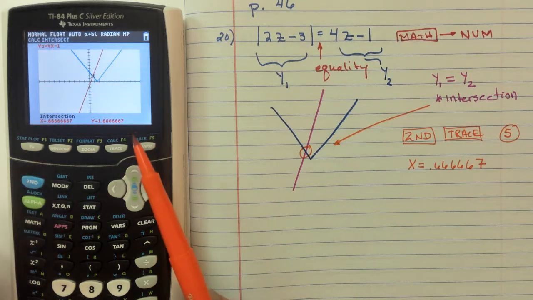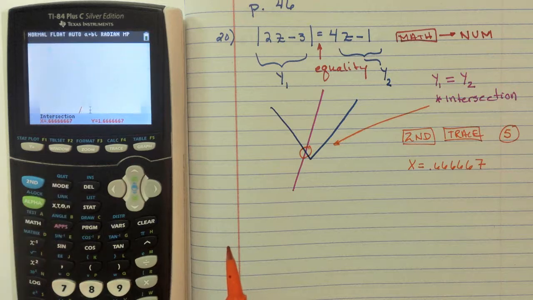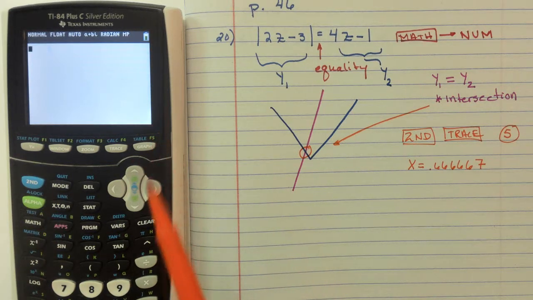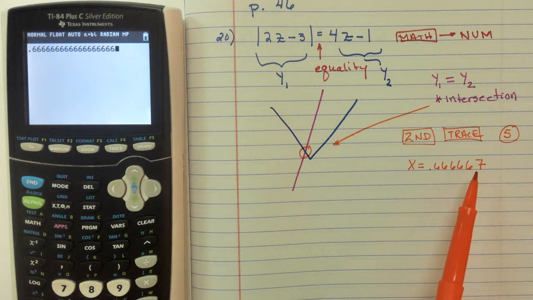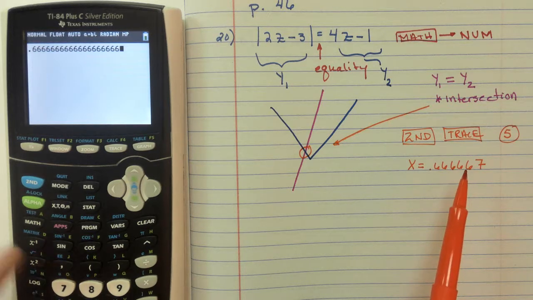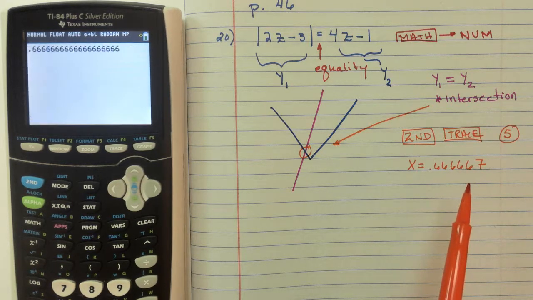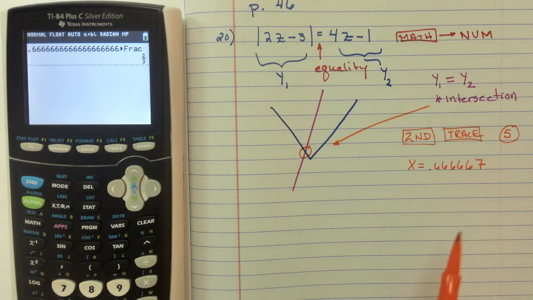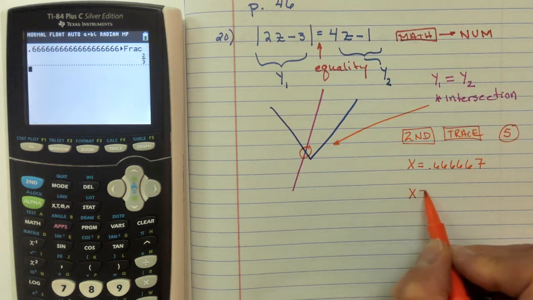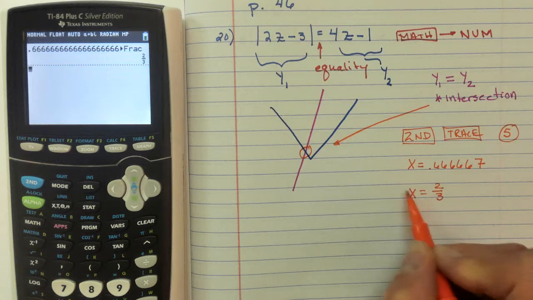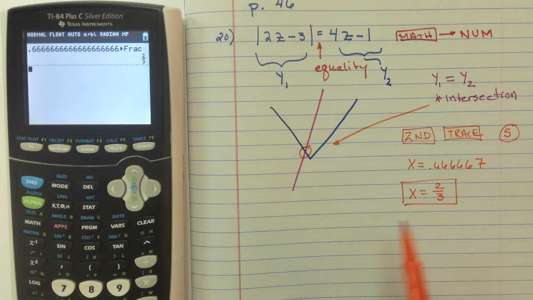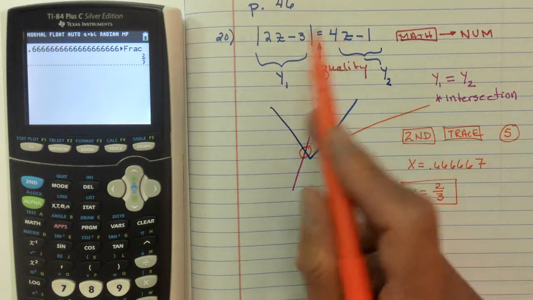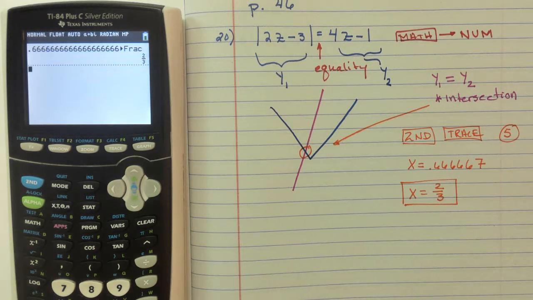I'm going to go back to my regular screen. So I'm going to go second, quit. So I'm on my regular screen. Now I'm going to do point, and I'm just going to put a bunch of 6's across the screen. Don't put that 7 on the end, that's rounding up. And then I'm going to do math frac. Most of you know how to do math frac. And so I end up getting x is 2/3. Okay, in this case I would say z is 2/3. That's what makes this equation true.